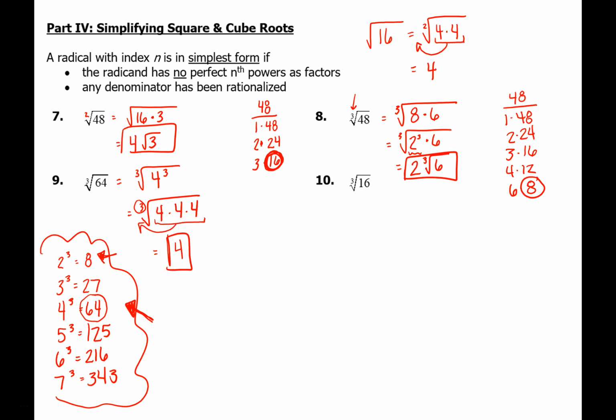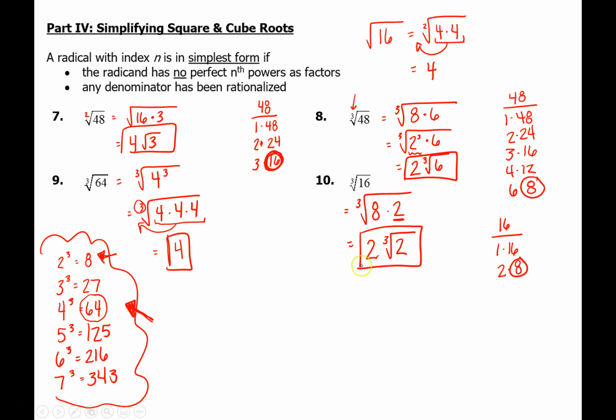Okay, last one, the cube root of 16. So let's make a list. For 16, we have 1 times 16 and 2 times 8. I'm going to stop right there because 8 is one of my perfect numbers. I'm rewriting this as the cube root of 8 times 2. The cube root of 8 is that 2. And then this 2 doesn't have a triplet, so it's going to stay inside.